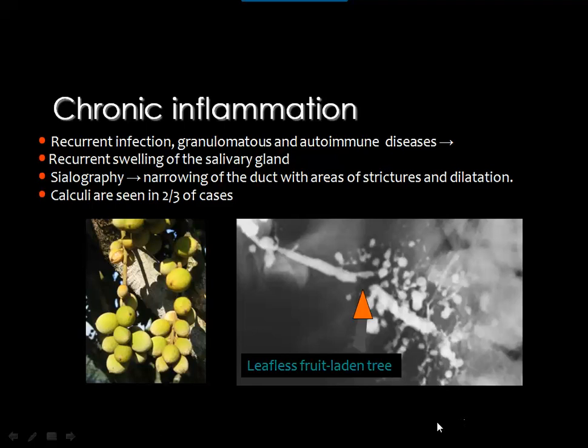And chronic inflammation may lead to sialectasis, and this may be due to recurrent infection or granulomatous disease, or sometimes autoimmune disease. This will result in recurrent swelling of the gland, and there is a characteristic appearance on sialography, which is known as leafless fruit-laden tree. Like this one, you see the fruits and you don't see the leaves.